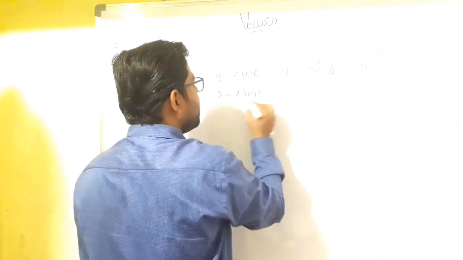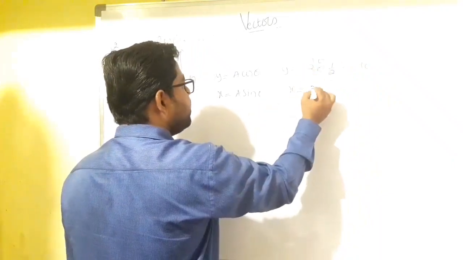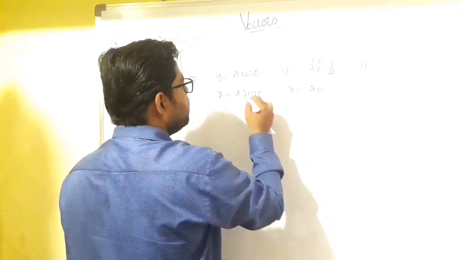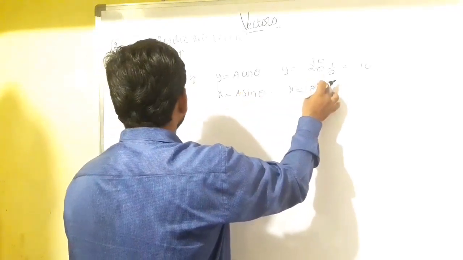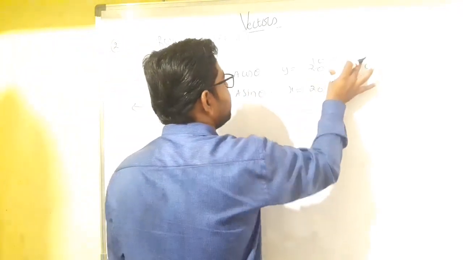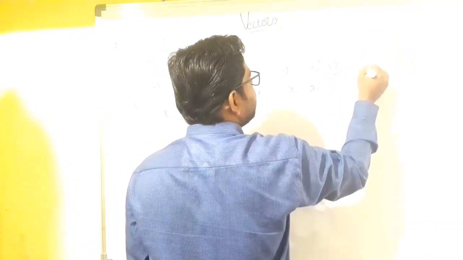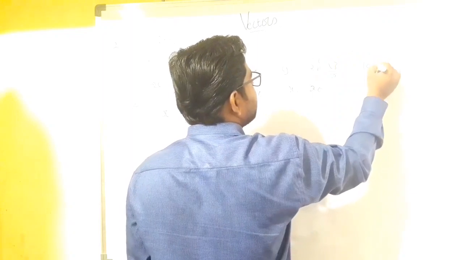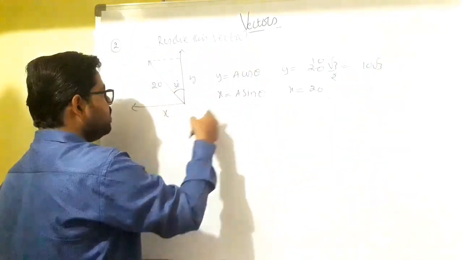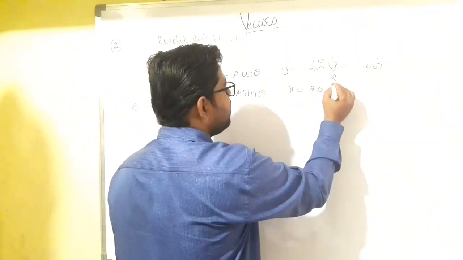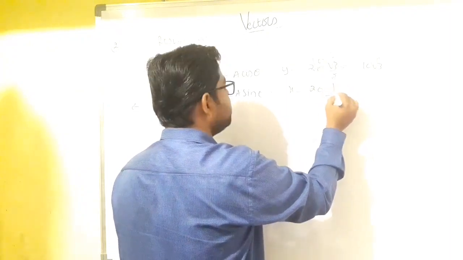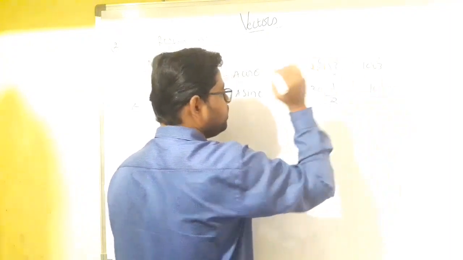And x is equal to 20 cos... cos 30, I wrote down root 3 by 2, sorry, it has to be root 3 by 2, 10 root 3, it is 10 root 3, and here in x axis it has to be 20 into sin 30, sin 30 is how much? 1 by 2, so it has to be 10.